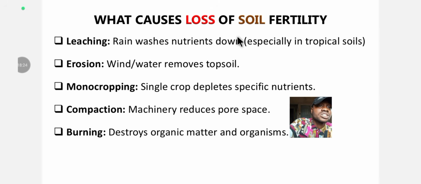Now let's look at the causes of the loss of soil fertility. What makes the soil lose its fertility? What are the causes?